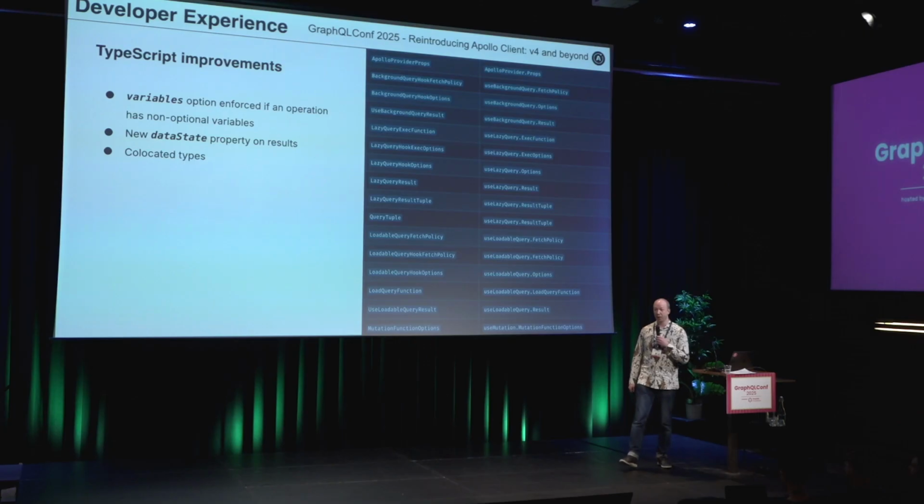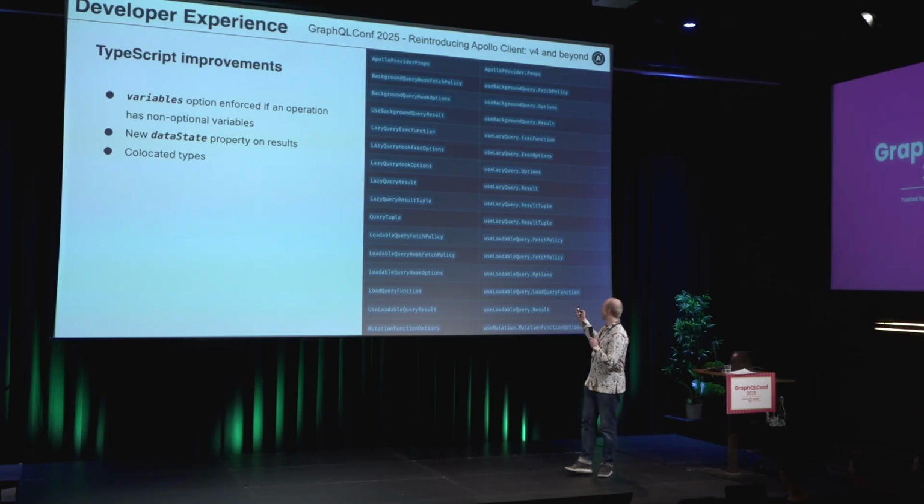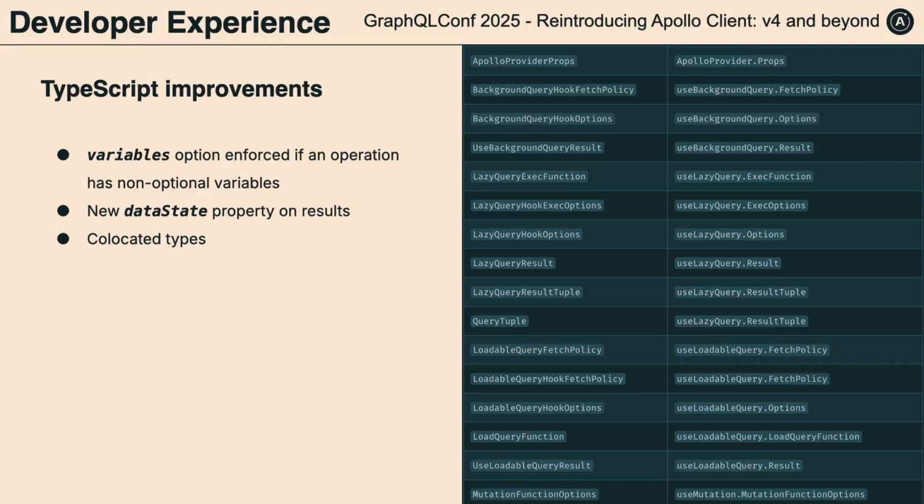We have changed a lot of our types. Here on the left, you see the old type name, and here on the right, you see that we moved them into namespaces. So the lazy query hook options are useLazyQuery.Options. It's much easier now if you need one of those types to find them, because you just use ApolloClient dot and you get all the types for Apollo Client. You do useQuery dot and you get all the types for useQuery. It's very obvious where something comes from now.